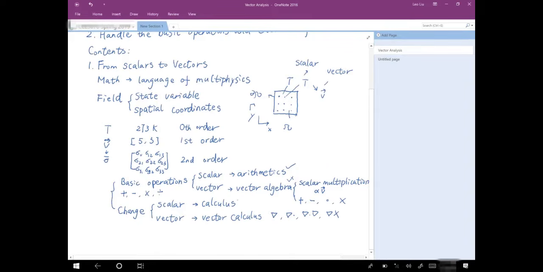And for calculus, we did this at college. And for vector calculus, we never talked about it before. So that's what we need to cover in this course. Then let's move to vector algebra and vector calculus. One is about the basic operations, the other one is about the change of vectors.